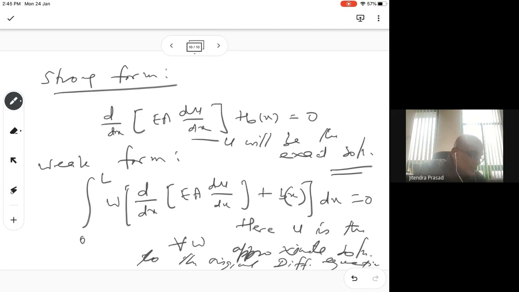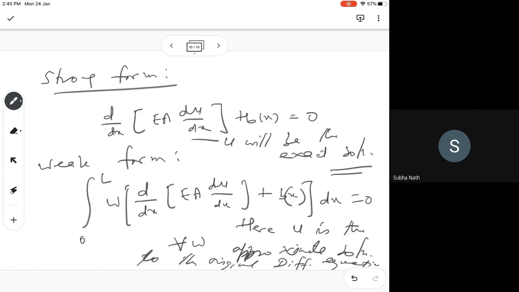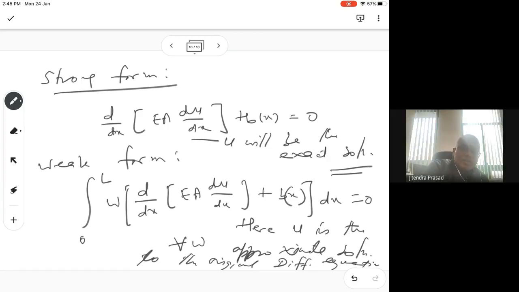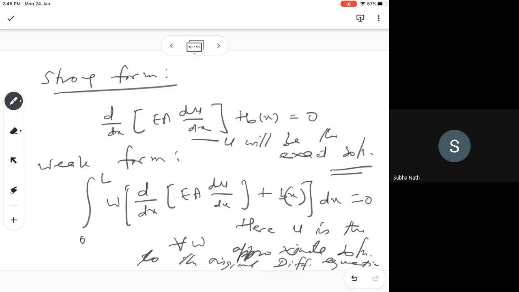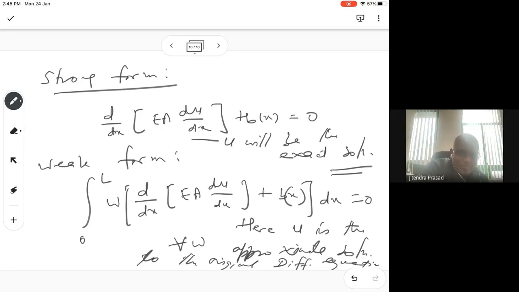Is fine. Sir, can I ask something? Yeah, go ahead. Sir, from this equation, can we say that the strong form must satisfy both the boundary conditions, and the weak form only satisfies the essential boundary condition, sir? Can we say that? Yeah, you can say that. Sure. Yes.